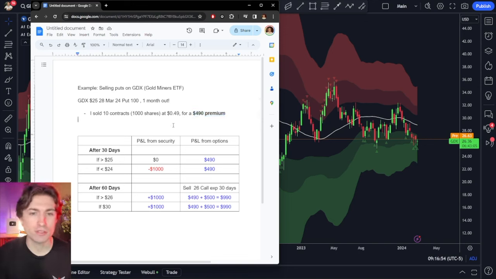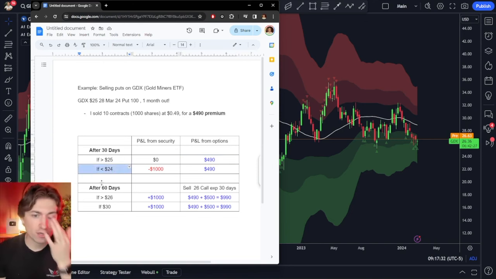So let's just go through this example. By March 28th, if this market is trading above the strike price of $25, right? The strike price is $25. If it's above $25, then I make no money from the security because I don't own GDX. I'm just selling a put on GDX. I'm willing to buy the shares. I'm offering that insurance to someone else, but I still make $490. So if at expiration day it's trading above the strike price of $25, I just make $490.